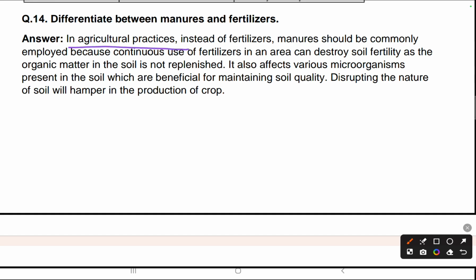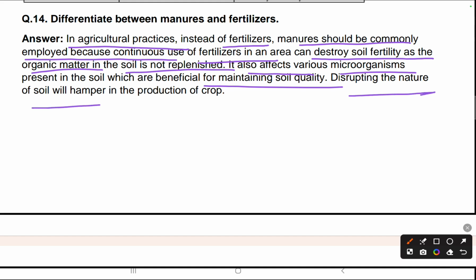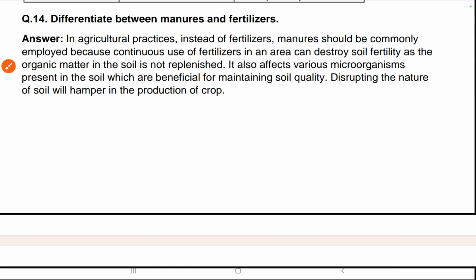In agriculture practices, instead of fertilizers, manure should be commonly employed because continuous use of fertilizers in an area can destroy soil fertility as the organic matter in the soil is not replenished. It also affects the various microorganisms present in the soil which are beneficial for maintaining soil quality. Disrupting the nature of soil will hamper the production of crops.